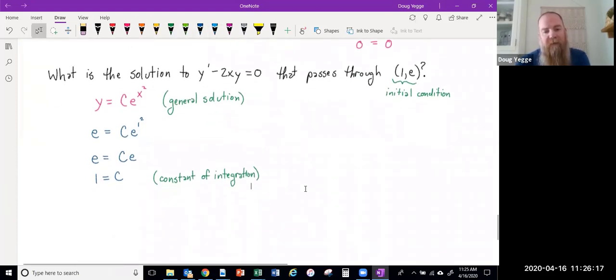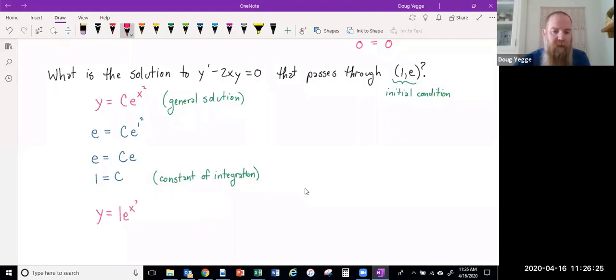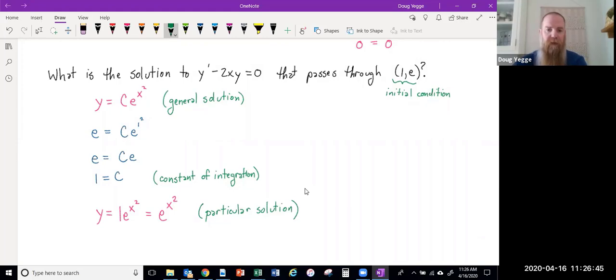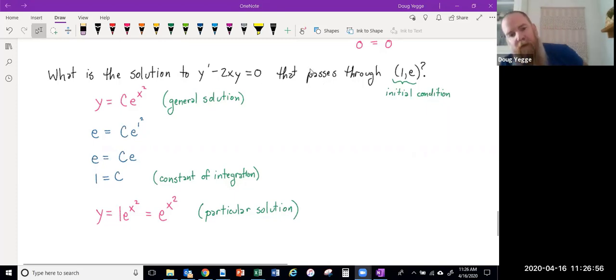And with that value of c, we're now able to write the particular solution. Since the coefficient is just 1, we could just write it as e to the x squared. And what we've just found is the particular solution that passed through the point 1, e. So look at the difference between the general solution that still has the unknown value of c and the particular solution which doesn't have c anymore since we used the initial condition to find it. So yes, you should know these terms.